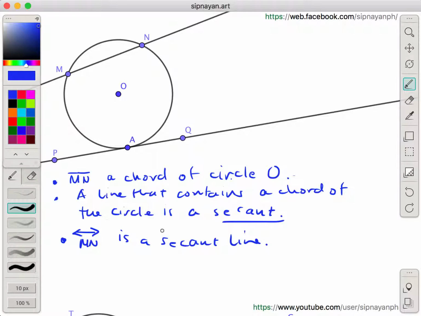Now, this is another line, PQ, a line passing through a point on the circle. Actually, PQ is what we call a tangent. Tangent line.